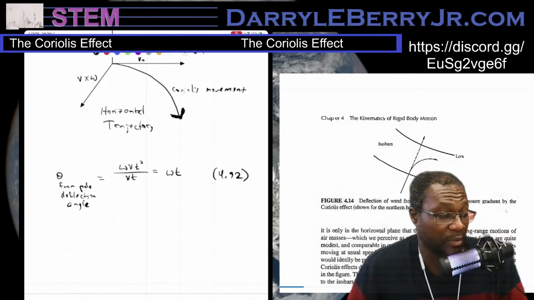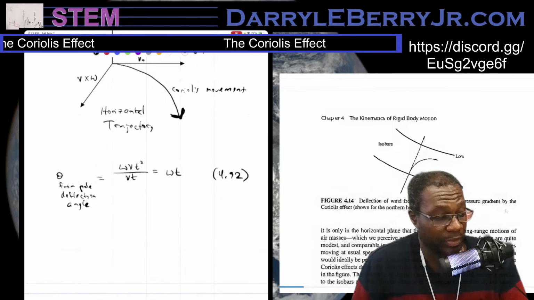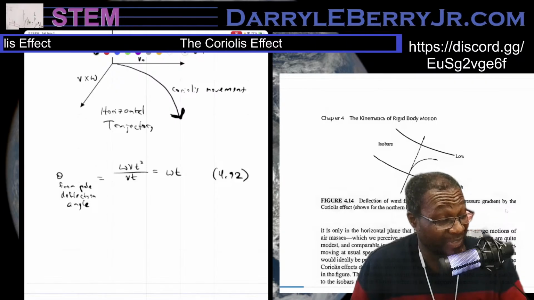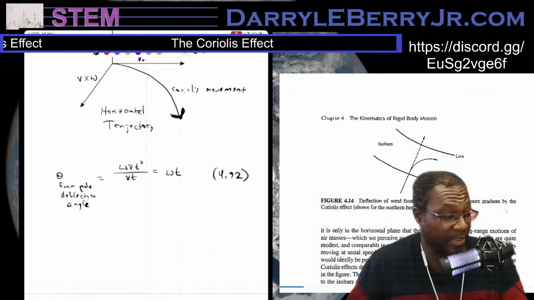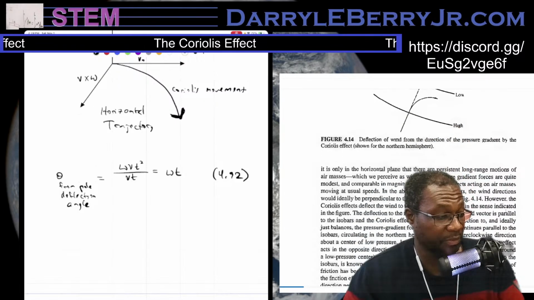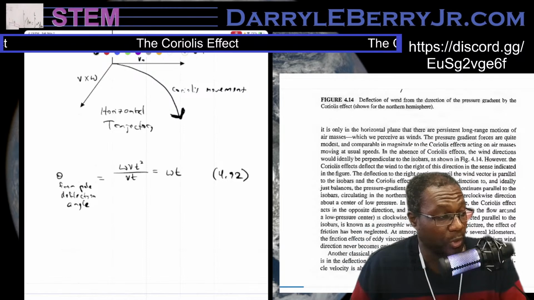The pressure gradient forces are quite modest and comparable in magnitude to the Coriolis effect acting on air masses moving at usual speed. In the absence of Coriolis effects, the wind direction would ideally be perpendicular to the isobars as shown in figure 4.14. However, the Coriolis effect deflects the wind to the right of this direction in the sense indicated in the figure. The deflection to the right continues until the wind vector is parallel to the isobars, and the Coriolis effect is in the opposite direction too, and ideally just balances the pressure gradient force.